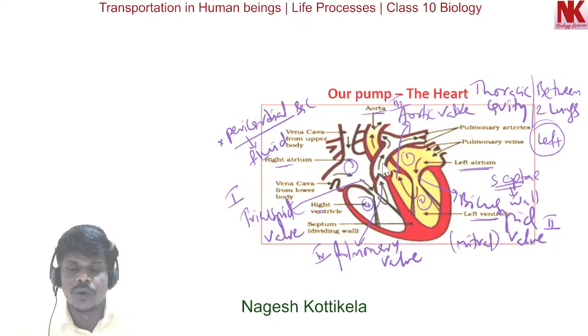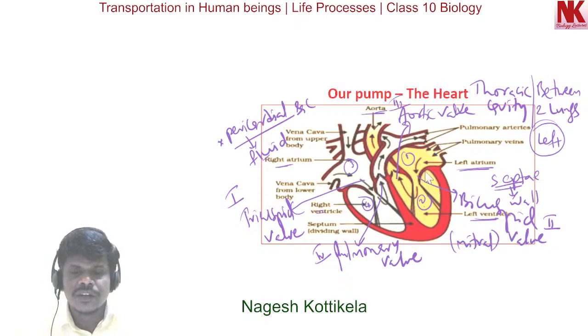Now the walls present between these chambers are called septae: interauricular septum, interventricular septum, auriculoventricular septum. So these are the wall-like structures called septae.